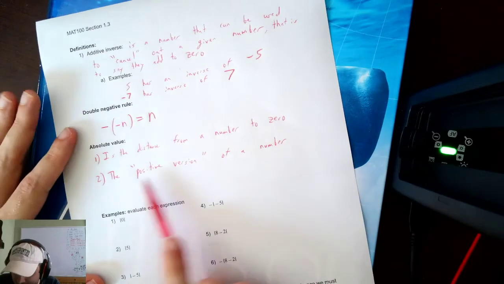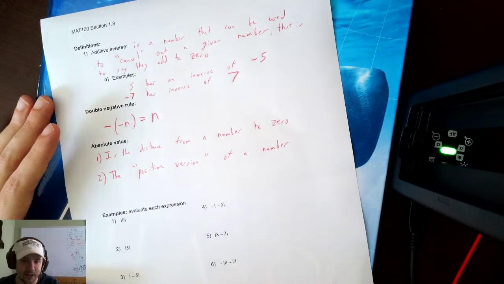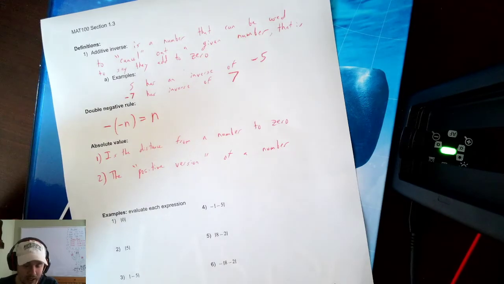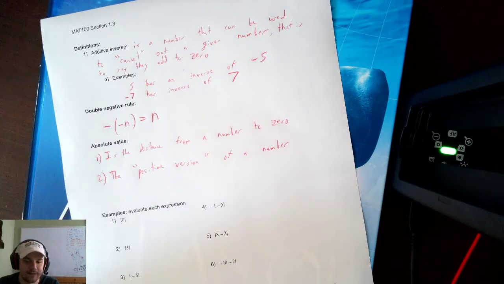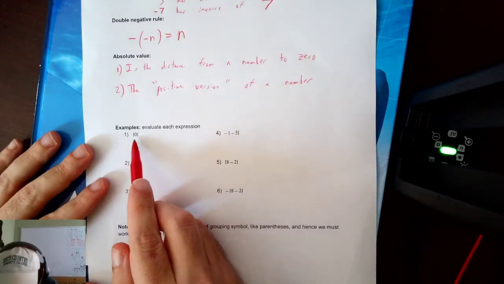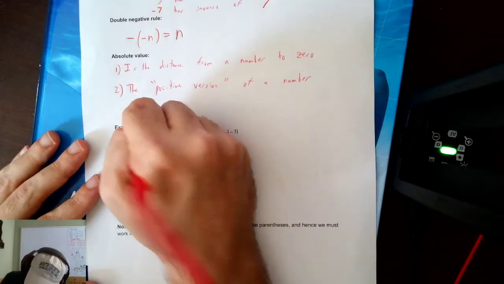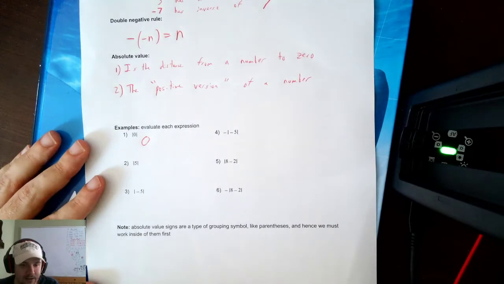This is not a mathematical definition. The first one is the mathematical definition. The absolute value is the distance from the number to 0. The second one is a way to remember. That is the positive version of a number. So let's check. Absolute value of 0. How far away from 0 is 0? Well, it's 0 away, right?